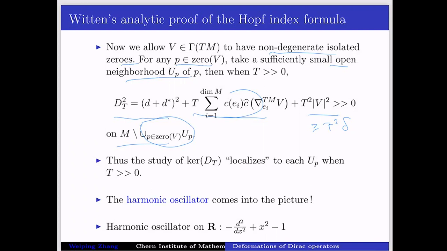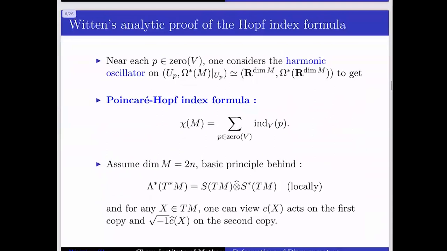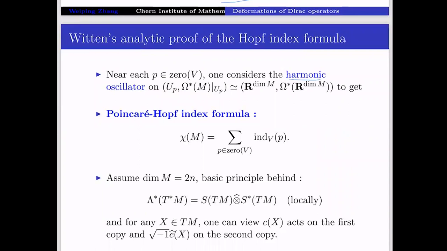Then if you want to study the kernel of D_T, in some sense it localizes to each small neighborhood. So here, on this neighborhood, the harmonic oscillator comes into the picture. Recall that in one dimension the harmonic oscillator looks like this. Of course, in n dimensions, in each neighborhood, one would consider the harmonic oscillator, roughly speaking, on the exterior algebra of the Euclidean space, tautologically, locally.